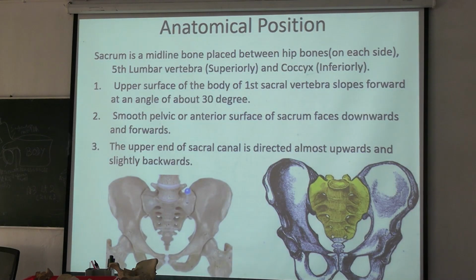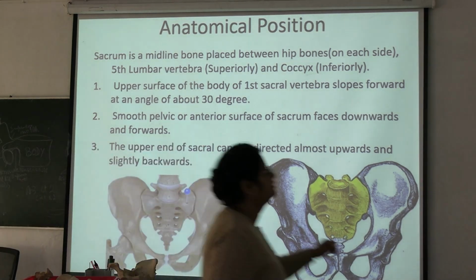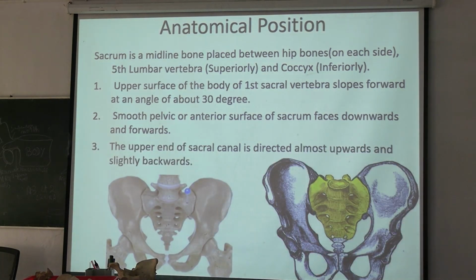So what will be the anatomical position? The sacrum is a midline bone placed between the two hip bones, with the fifth lumbar vertebra superiorly and the coccyx inferiorly. Here it articulates with the fifth lumbar vertebra. Here it is articulating with the coccyx. So this yellow colored one is the sacrum.